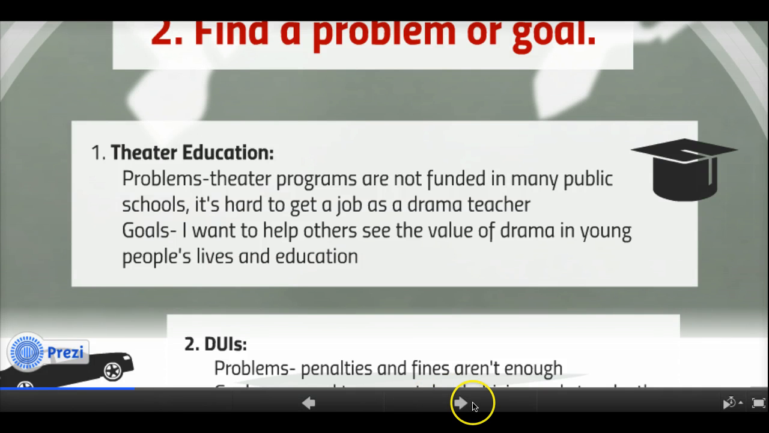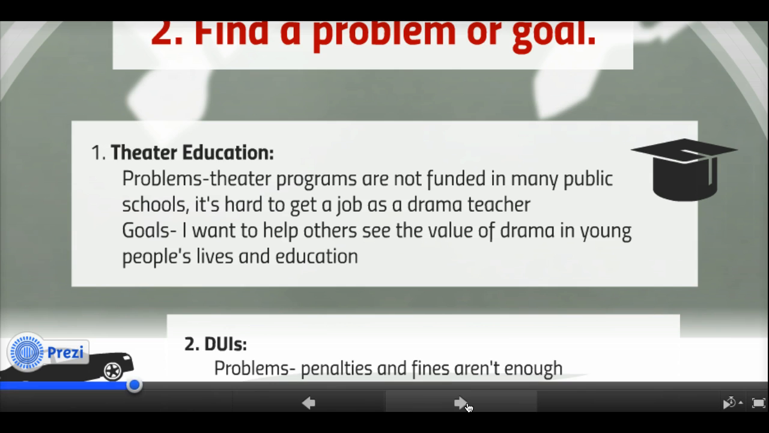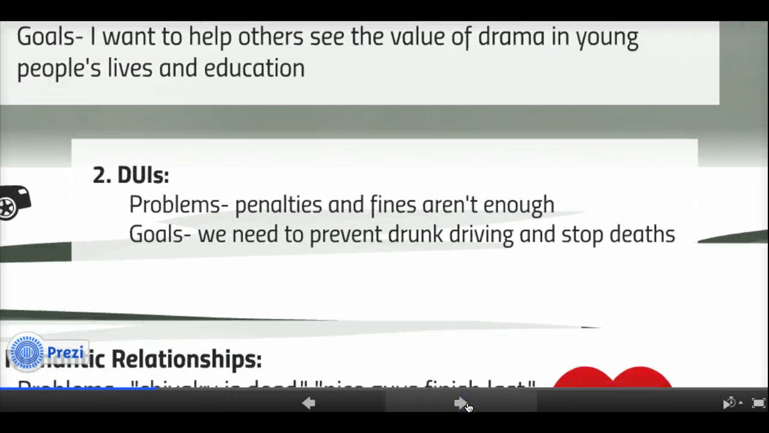Another topic that we could look at, of course, is what my other student was interested in, DUIs. Obvious problems, people are dying, but also you might look specifically at penalties and fines. They don't seem to be enough to dissuade people from drinking and driving. You also might look at goals here again. We need to prevent drunk driving and stop deaths. How do we do that? How are we going to figure that out?